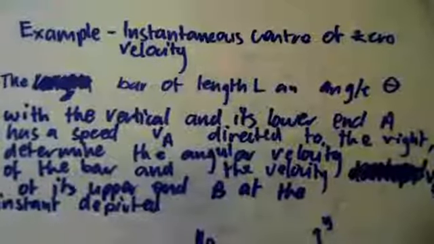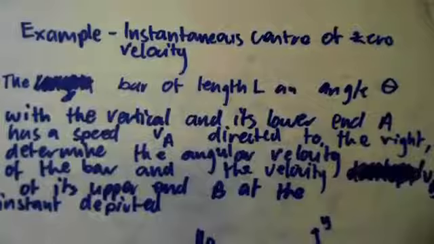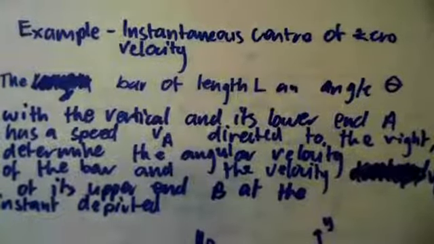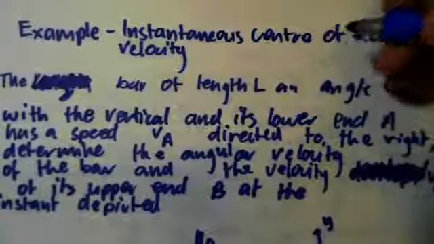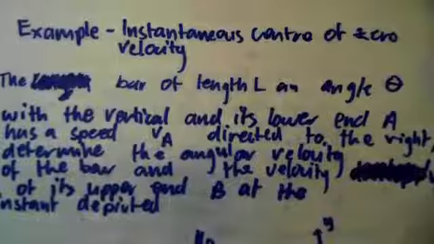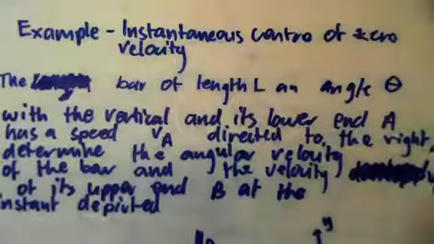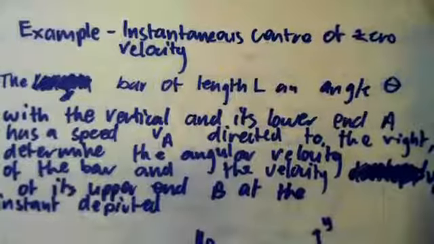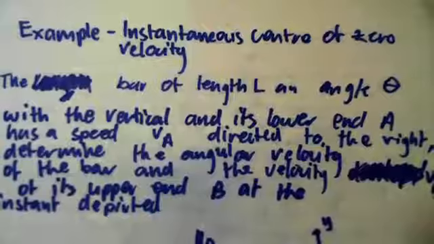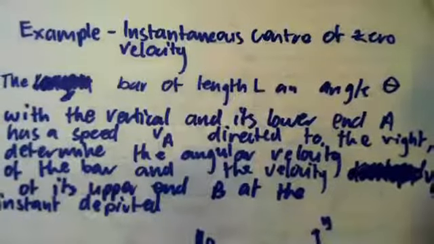Okay, at the moment this is an algebraic example. It's an example on the instantaneous center of zero velocity. A bar of length L is at an angle theta with the vertical, and its lower end A has a speed VA directed to the right. Determine the angular velocity of the bar and the velocity VB of its upper end B at the instant depicted.